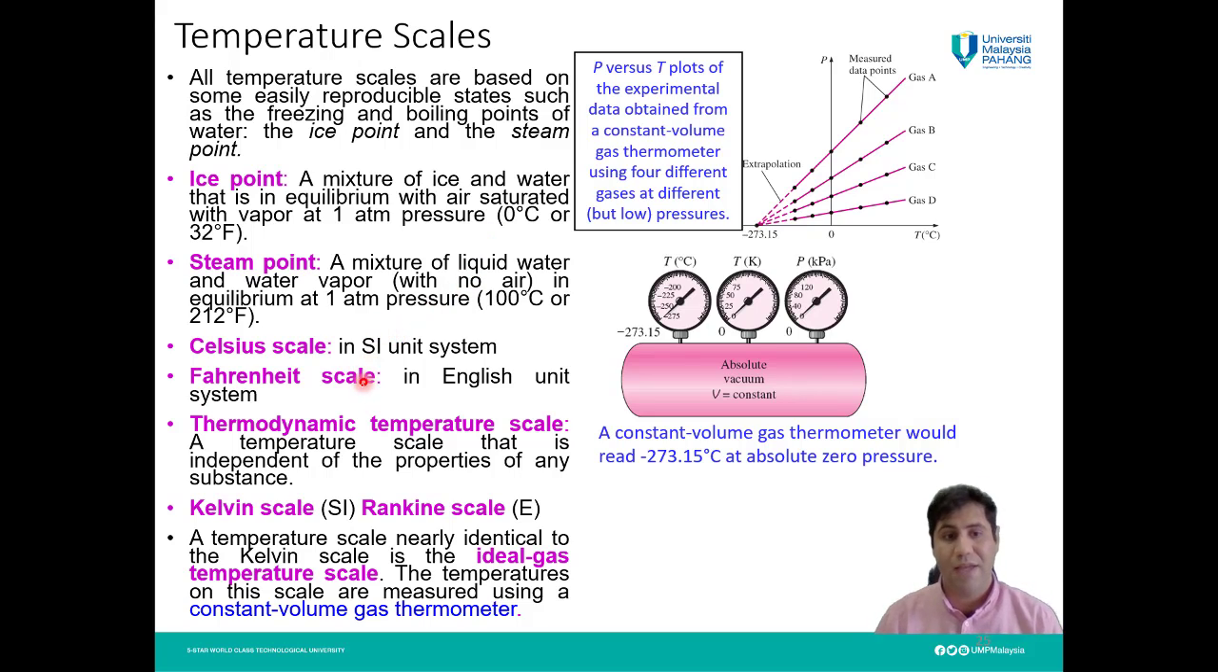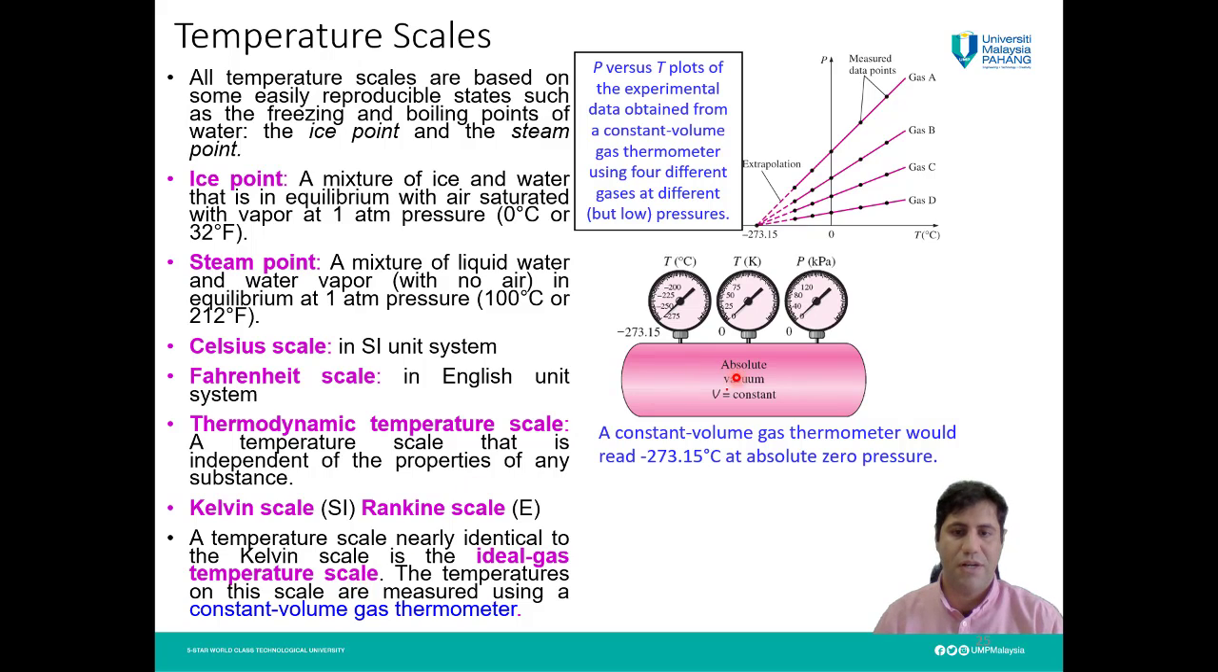And we have also the Fahrenheit scale, which is an English unit. Later we will see the relationship between the Fahrenheit and Celsius scales. And we have thermodynamic temperature scales like Kelvin and Rankine, which are more accurate when we are dealing with temperature in thermodynamics studies. The Kelvin scale is the ideal gas temperature scale. Later we will see how we can deal with that.